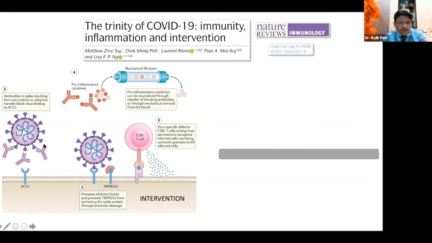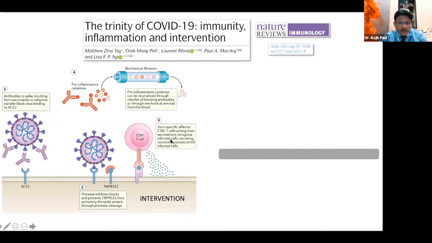Second is blocking the TMPRSS2, which activates the spike protein of the virus. There are protease inhibitors which can block this membrane protein, so that the virus spike protein is not activated and the virus can't bind to the ACE2 receptors. There are some drugs which are being evaluated for this. Pfizer has a phase 1 trial on this drug. We may soon get one of these drugs. This will also be used in the early stages before the virus actively binds to all the cells.